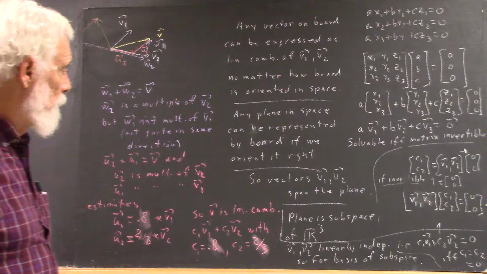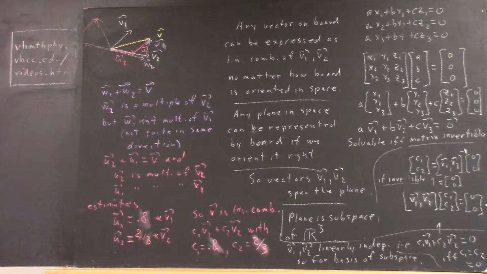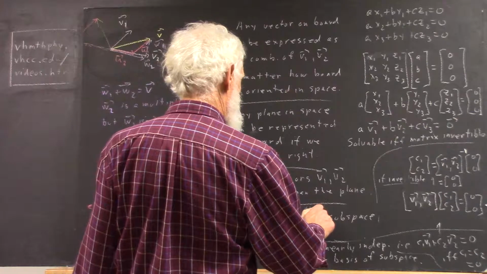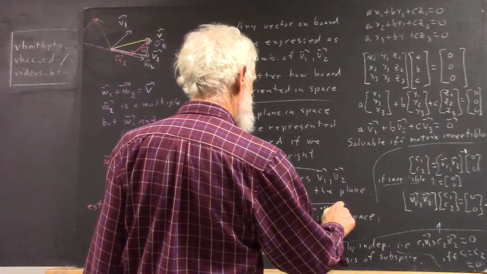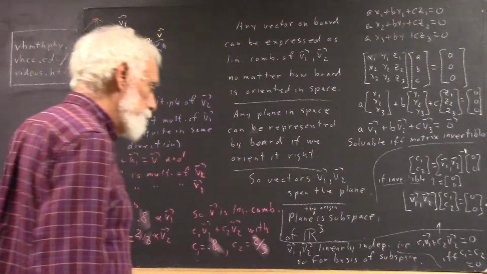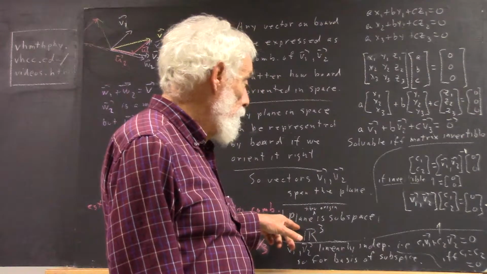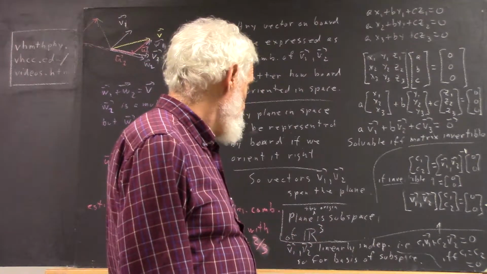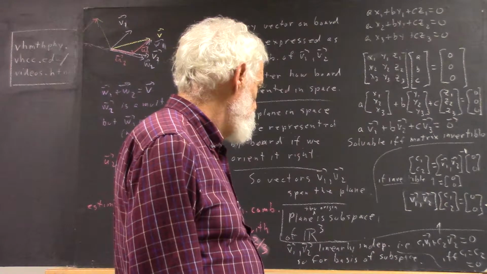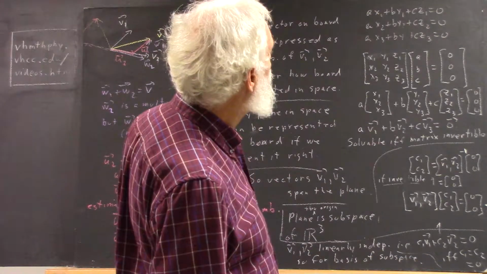Okay? Now, we can say then that a plane is a subspace of R3. Now, I'm being a little sloppy with my wording. A plane through the origin is a subspace of R3. Okay? So, any plane through the origin is a subspace of R3. I've got a statement down here that I don't want to pursue right now, come back to it.